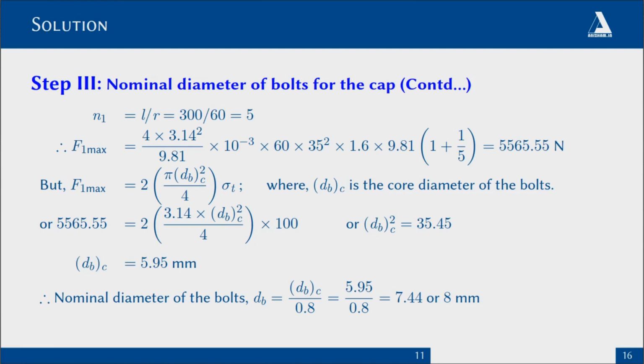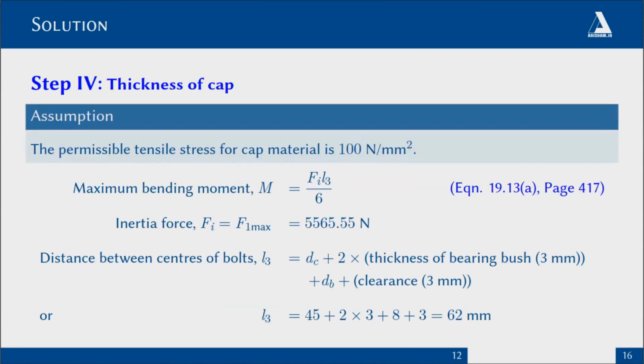Now to get the nominal diameter of the bolts, the relation is dB equal to dBc divided by 0.8, that is 5.95 divided by 0.8, that is equal to 7.44. We standardize it to 8 millimeter. Now in the next step we determine the thickness of the cap, and we assume that the permissible tensile stress for cap material is 100 Newton per millimeter squared.